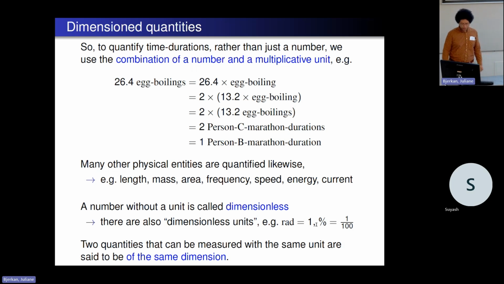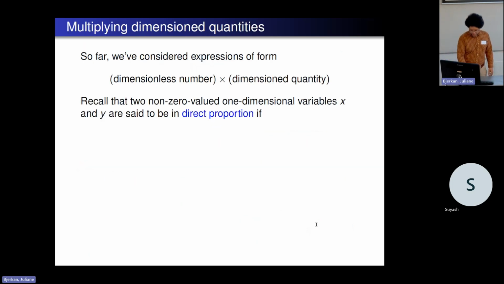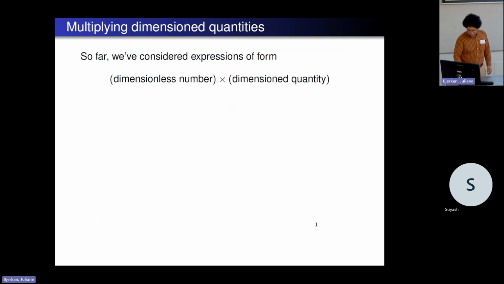And I say that 2 quantities are of the same dimension if they can be measured with the same unit. So, for example, 2 lengths are of the same dimension, 2 masses are of the same dimension. Okay, so far we've considered expressions of the form dimensionless number times a dimensioned quantity. Now I'm interested in talking about multiplying dimensioned quantities together.